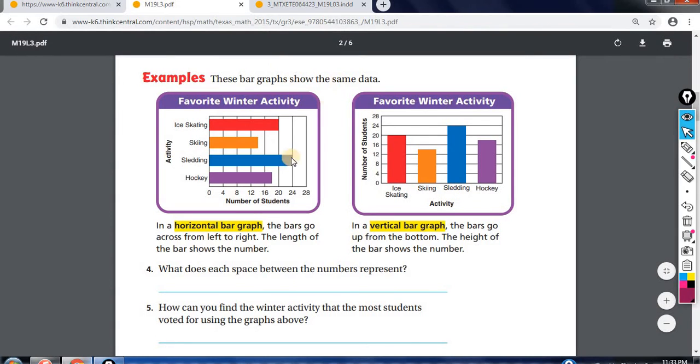Okay, these two graphs show the same data. The only difference, this is a horizontal graph, and why is it a horizontal graph? Because the bars are in a horizontal position. This is a vertical bar graph. Why is it a vertical bar graph? Because the bars are in a vertical position, but it still tells you the same information. Okay, the scale is the same, 0 to 28, and it's by fours. You see that? By fours.